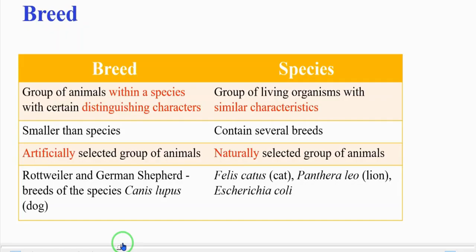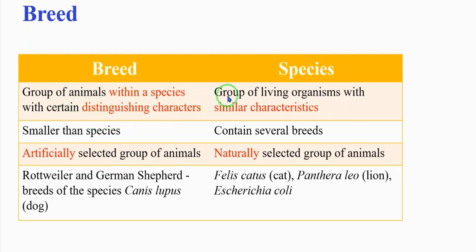Breeding involves mating parents of different varieties, each having some desired trait which is passed on to the offspring. Now we can see the differences between breed and species. A breed is a group of animals within a species with certain distinguishing or special characters.